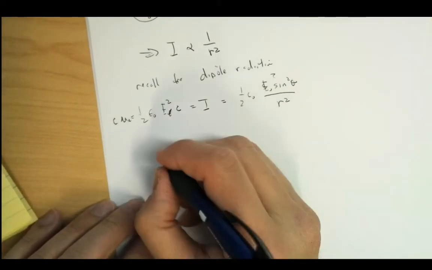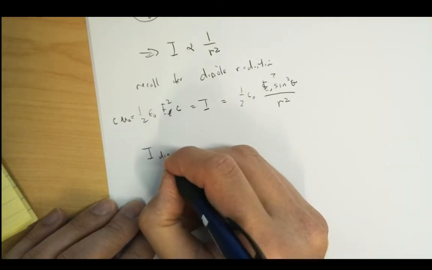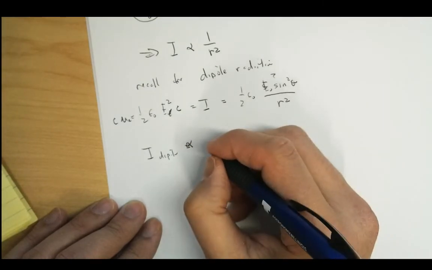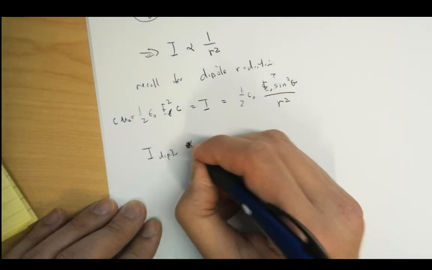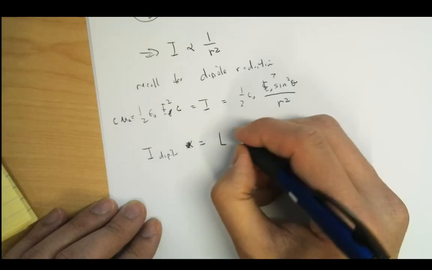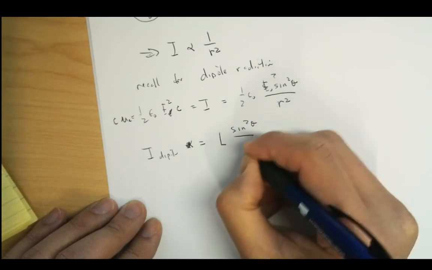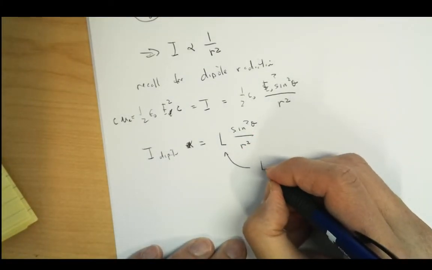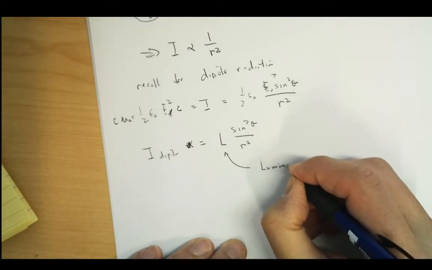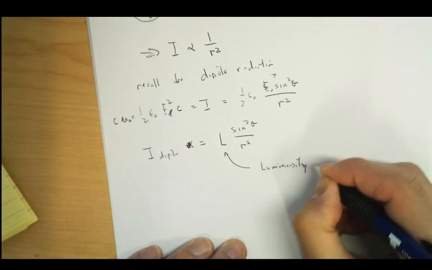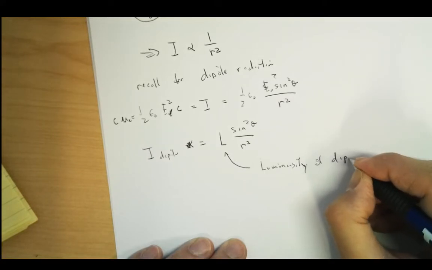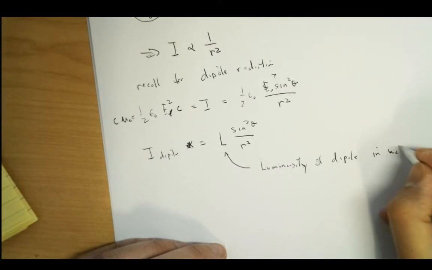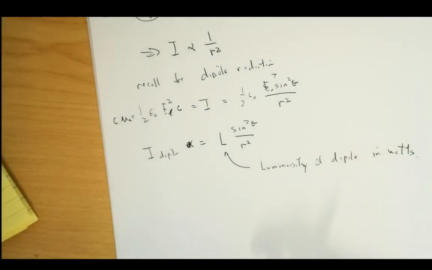And so for the intensity of dipole radiation, this is proportional to, well, I'll write it like this, is equal to L times sine squared theta over R squared, where L is the luminosity of the dipole, which is just the total amount of power being emitted. So this is basically in watts.